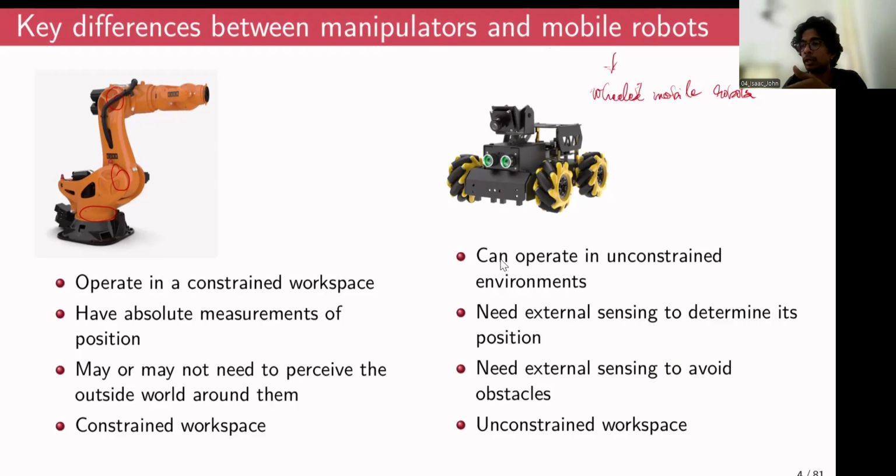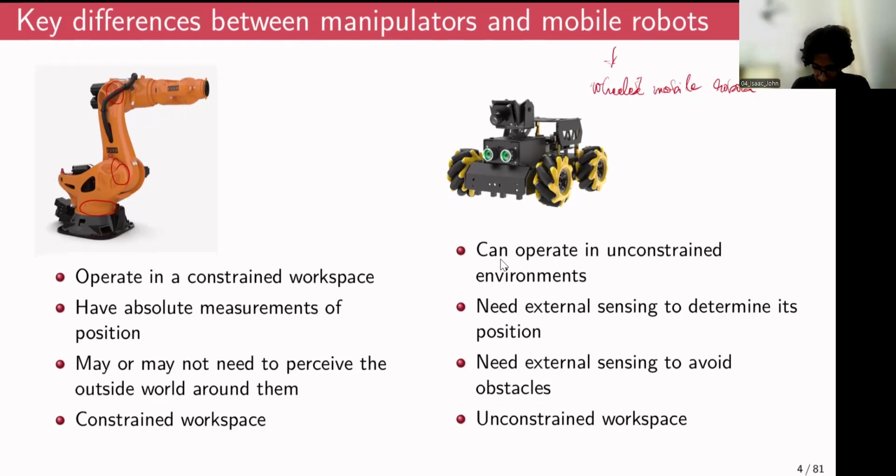If you deploy a robot in a house, maybe a vacuum cleaner robot, people keep moving around it, so it has to adapt to its environment. And the way it adapts is using its external sensors. The final point is the constrained workspace. This is what we discussed in the first point, so it's a redundant point. Those are the key characteristics that help us distinguish between a manipulator and a mobile robot.